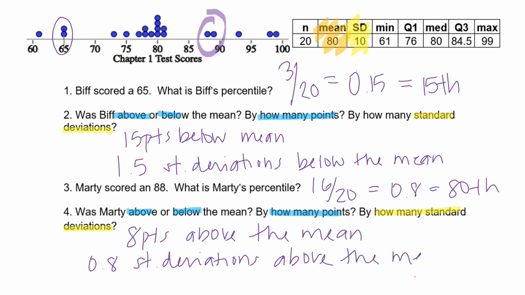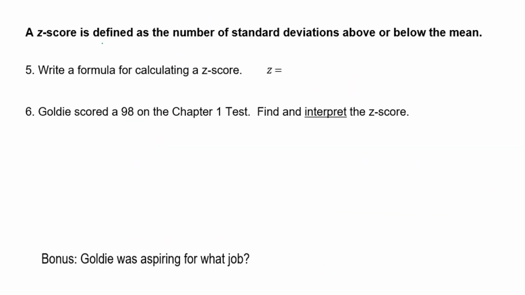And we are going to focus a lot on this idea of being below the mean versus being above the mean throughout pretty much all of statistics. How did I get those standard deviations of 1.5 and 0.8? Well, essentially what I was finding is something that's called a z-score. In statistics, a z-score is also known as a standardized score or a standardized test statistic.